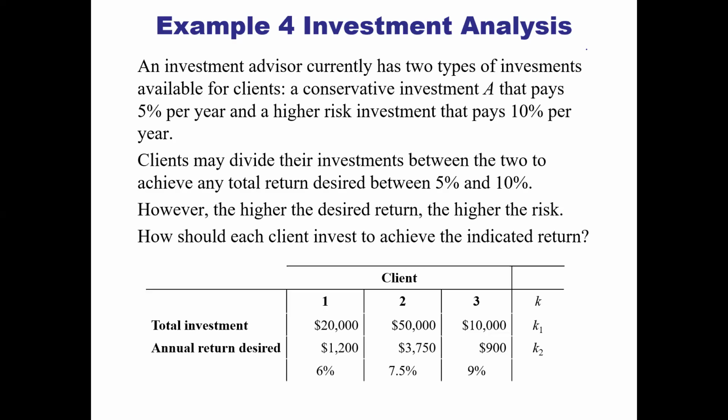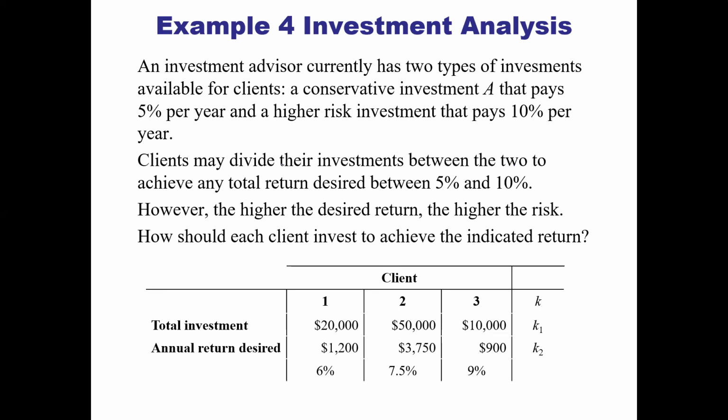All right, so here we have an example on investment analysis. An investment advisor currently has two types of investments available for their clients: a conservative investment A that pays 5% per year and a higher risk investment B that pays 10% per year. They may divide investments between the two to achieve any total return desired between 5 and 10%. However, the higher the desired return, the higher the risk. How should each client invest to achieve the indicated return?